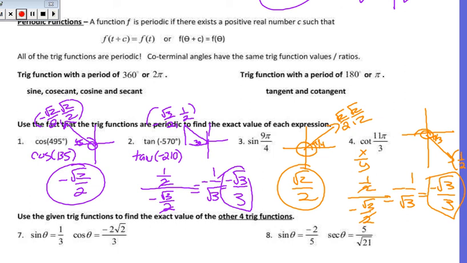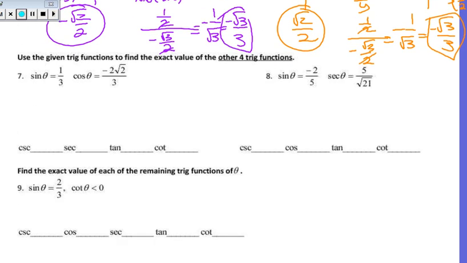Let's continue on. They want us to find all these trig functions here.